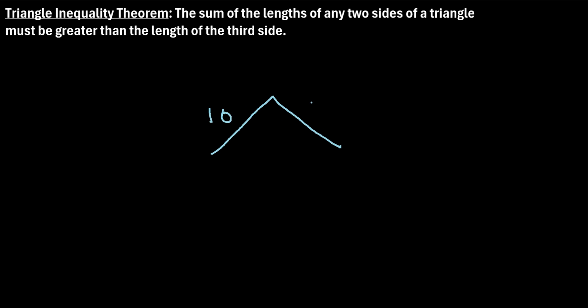So for example, if we have some triangle with two sides, and let's just say this side is 10, and let's say this side is 5. And if we want to know the possible range of values for this missing side, let's call it x. This theorem says these two sides right here have to be greater than x. So 10 plus 5 must be greater than x. Or another way to say that is that x must be less than 10 plus 5. So let's write that right here.